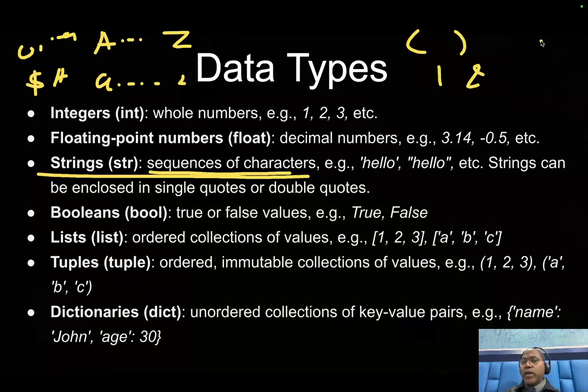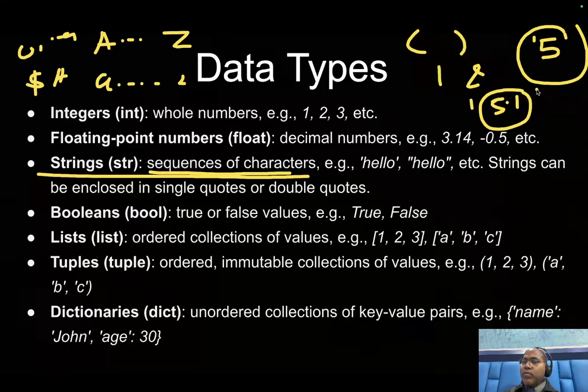If you write only 5, this is considered an int data type. But if you write it inside single quotes, this is considered a string. If you write 5.1, this is the float data type. But if you write it inside double quotes, it becomes a string.